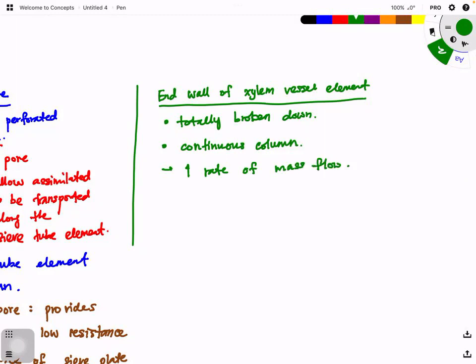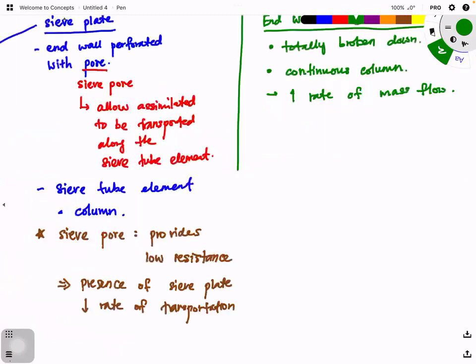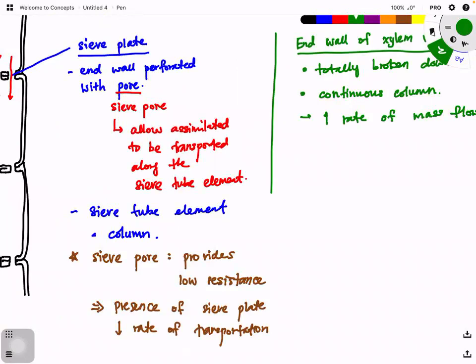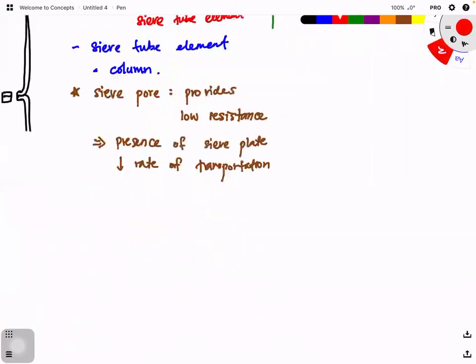You can see that the end wall of the xylem vessel elements is totally broken down, so the rate increases. But for the sieve plate, even though it has pores that reduce the resistance, the rate is still lower. So what is the function of the sieve plate? Highlight here: the sieve plate actually provides support also. Why? Because there is no lignification.